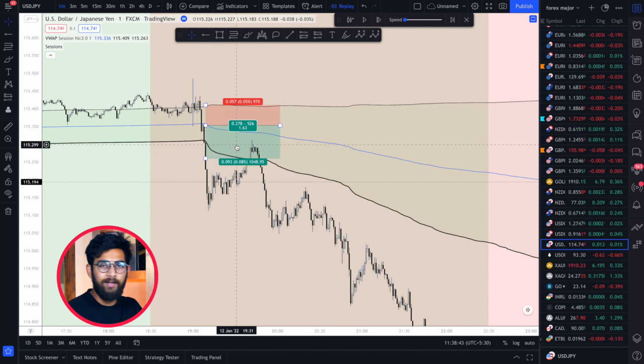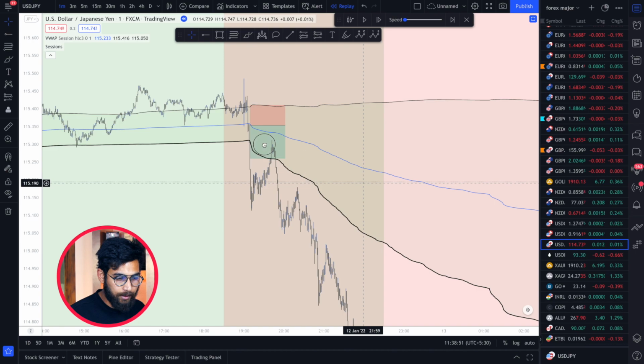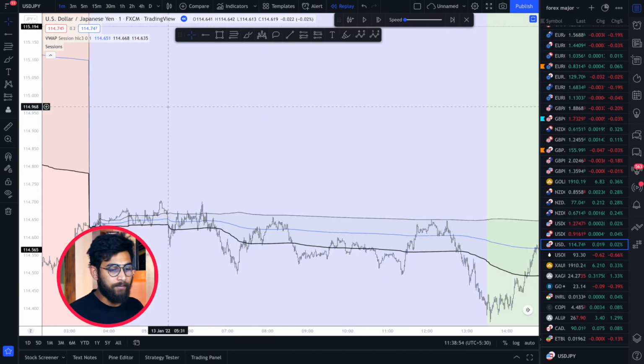So you can see how quickly the price moved down. You didn't even have to wait much. In 2 candles, your take profit was hit. Now let us take another example so that you clearly understand everything.